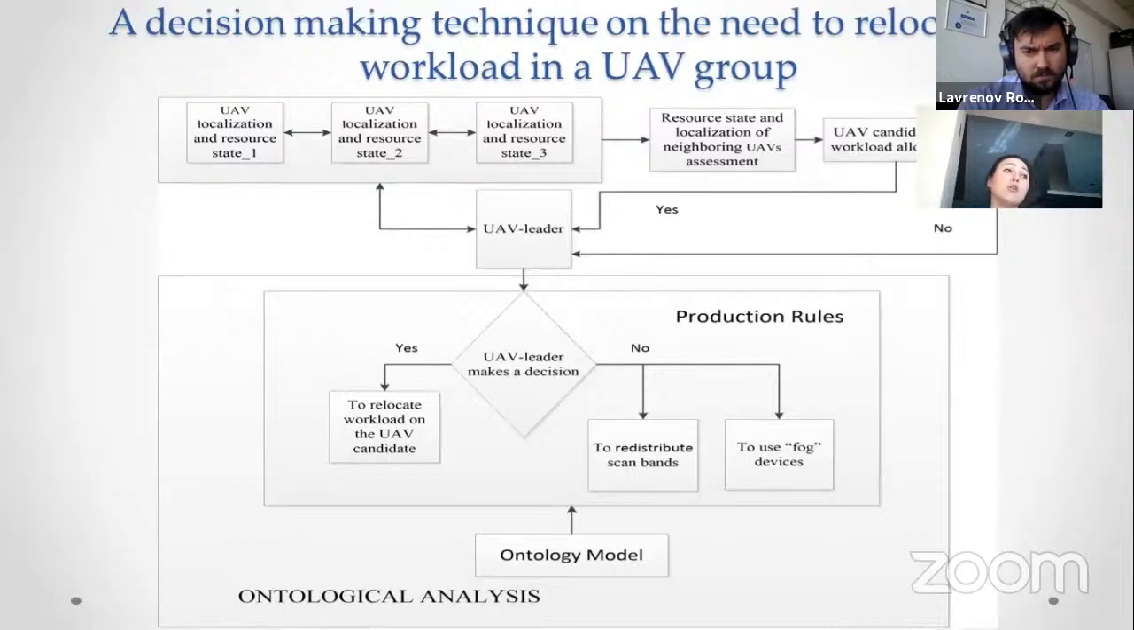If these resources are not sufficient, then the URV, which has information about the neighboring URVs, generates a proposal to the URV leader about a possible choice for workload allocation to the computational resources of the neighboring URV. The URV leader, in turn, makes a decision on the expediency or inexpediency of this relocation. If the URV does not find choices for workload allocation from among its neighbors, then it informs the leader about this, and it makes a decision either to attract extra resources from the fog layer or to redistribute the scan bands. The URV leader makes these decisions on the basis of production rules applied to the ontology model.